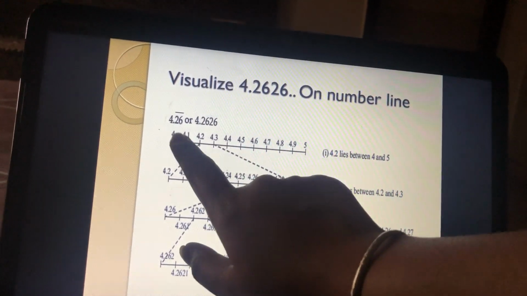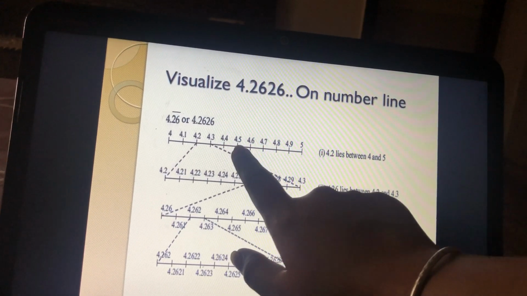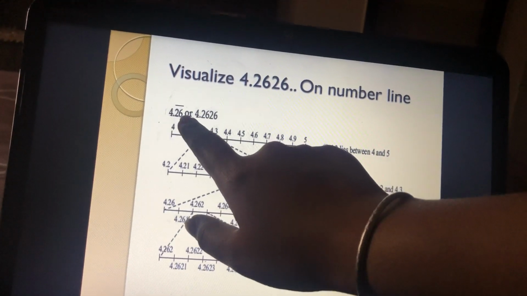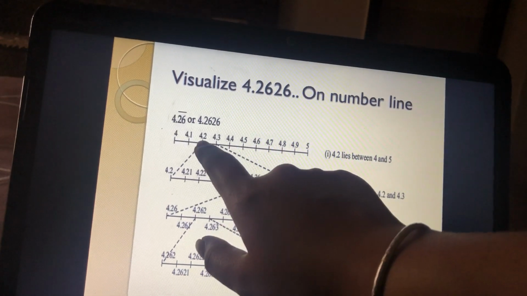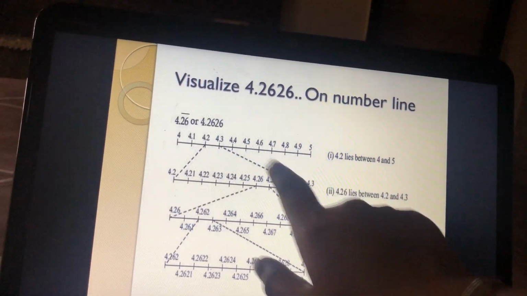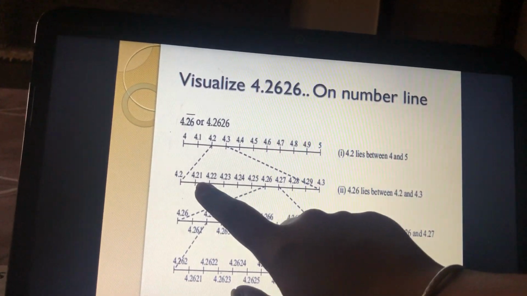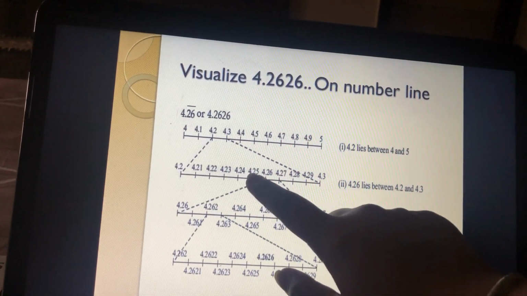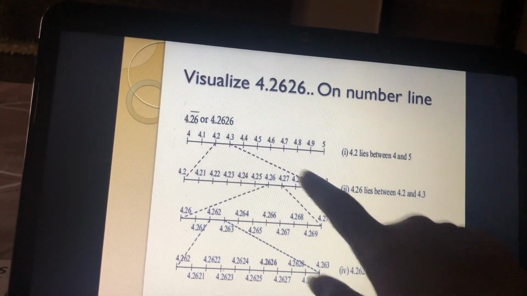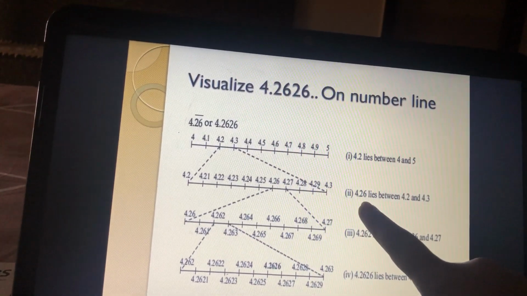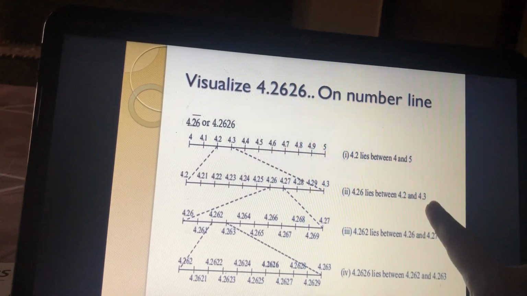4 to 5 को expand किया, 4.1, 4.2, 4.3 and so on like this. Now we want 4.26. For 26 we have to break it between 4.2 and 4.3. 4.2 और 4.3 को break करेंगे, so we get 4.21, 22, 23, 24, 25 and so on like this. We will reach 4.26. 4.26 lies between 4.2 and 4.3.